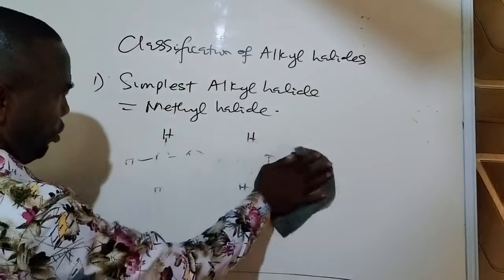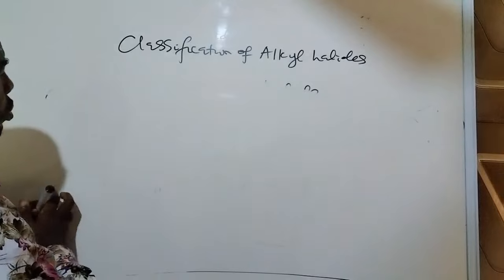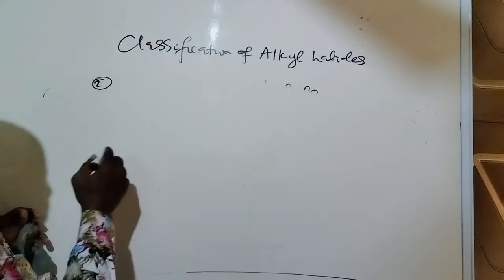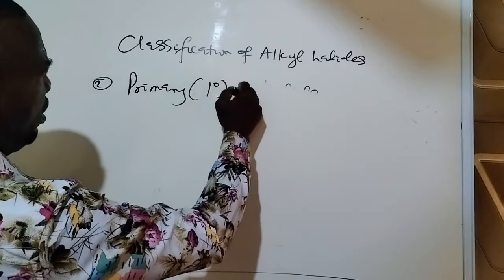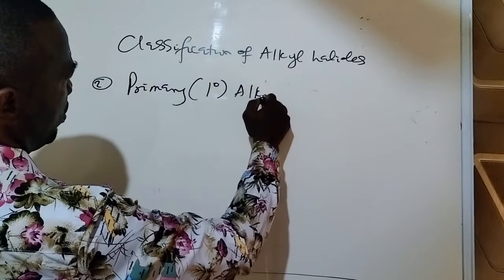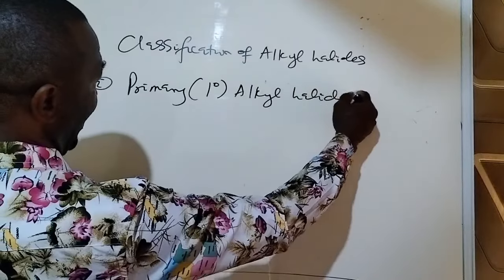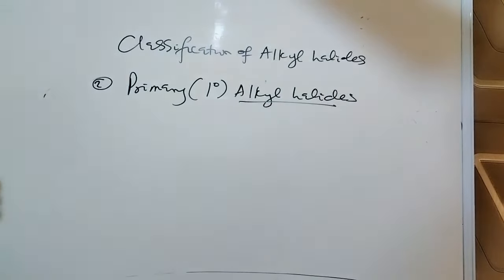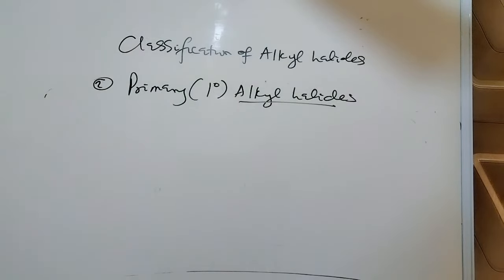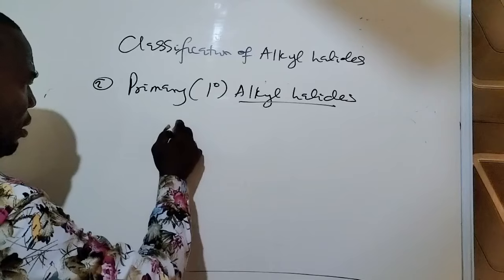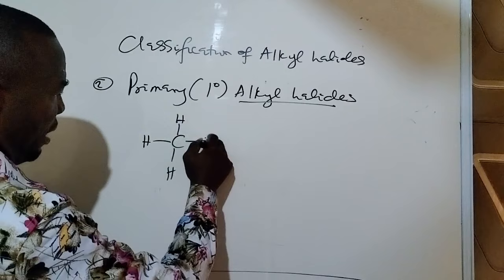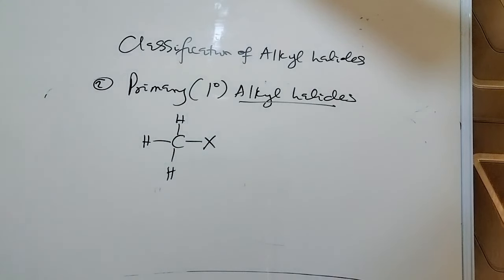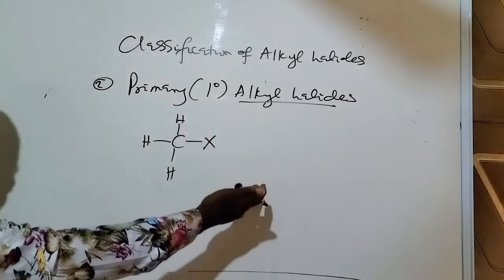Now go to classification number 2, which is called primary or 1 degree alkyl halides. These can also be called haloalkanes, please. So when we have 1 degree, assuming we go to methane, or we go to the primary alkyl, that is the simplest alkyl halide, which could be methyl halide. Yeah, that's what it means.